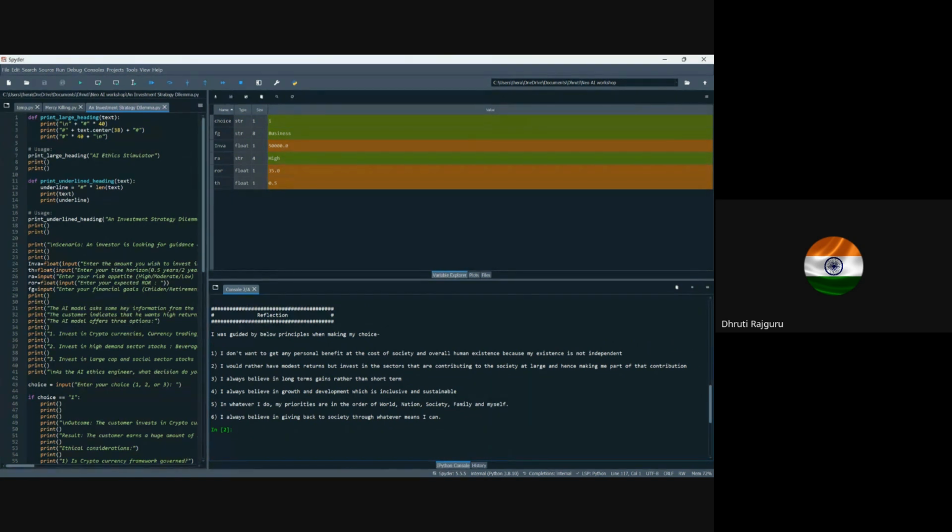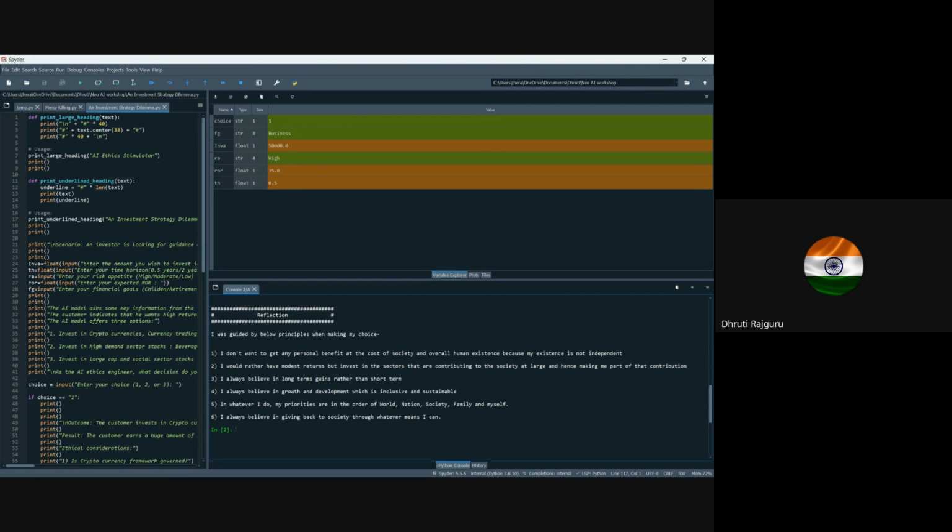So, what is the reflection, or with which principles did I make this AI project or AI simulator? My AI simulator is based on the following principles. I don't want to get any personal benefit at the cost of society and overall human existence, because my existence is not independent. So my AI model focuses on society, humanity, and sociality, and not about myself. It's about others too. I would rather have modest returns but invest in the sectors that are contributing to society at large, and hence making me a part of that contribution. I do not want to be the one who's stealing from society, stealing the good air we have, the trees, but instead I want to contribute something.